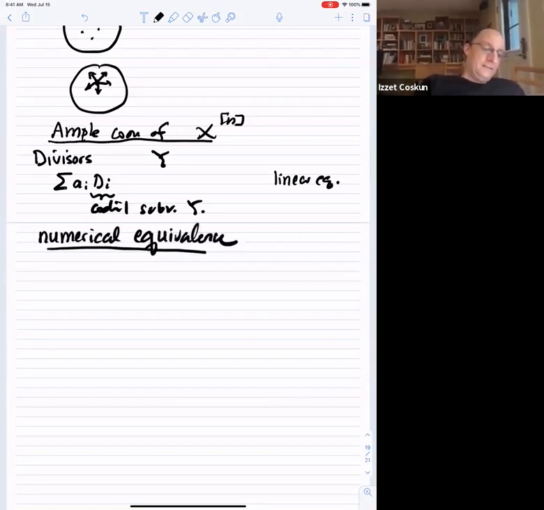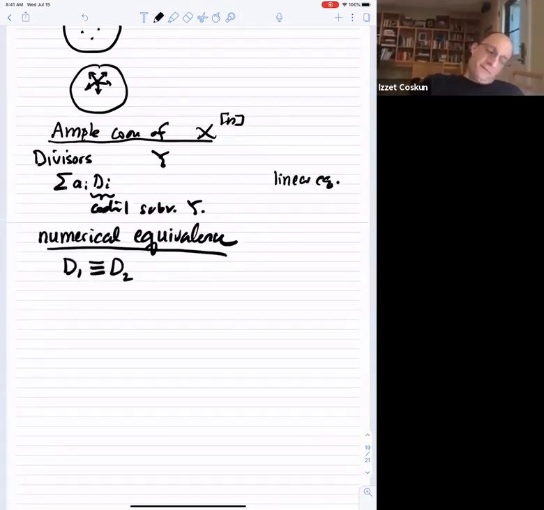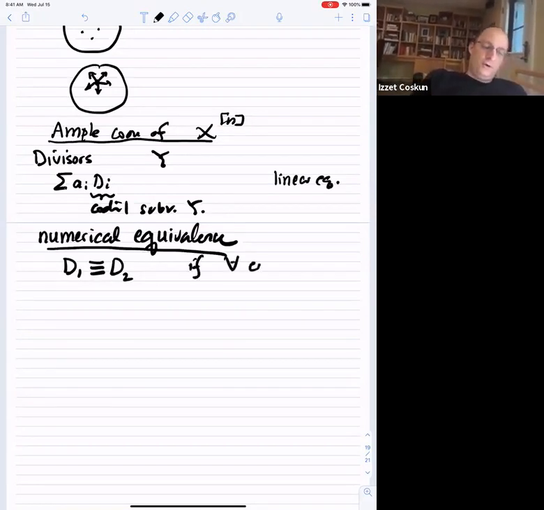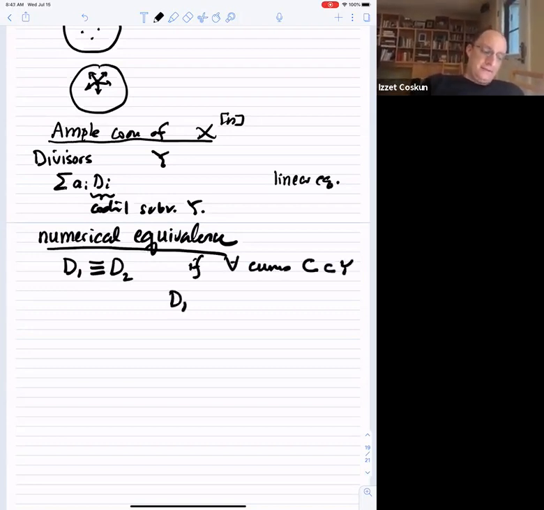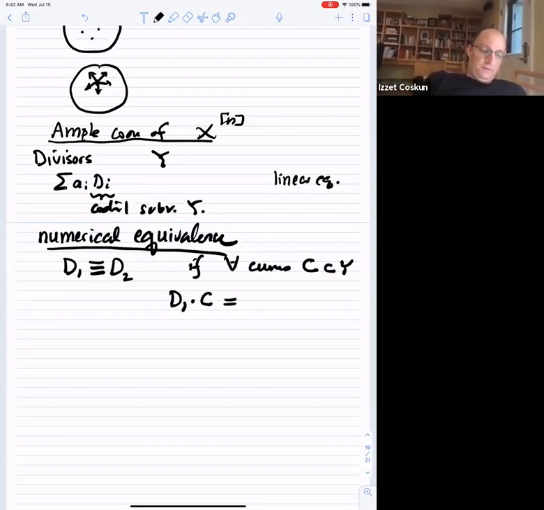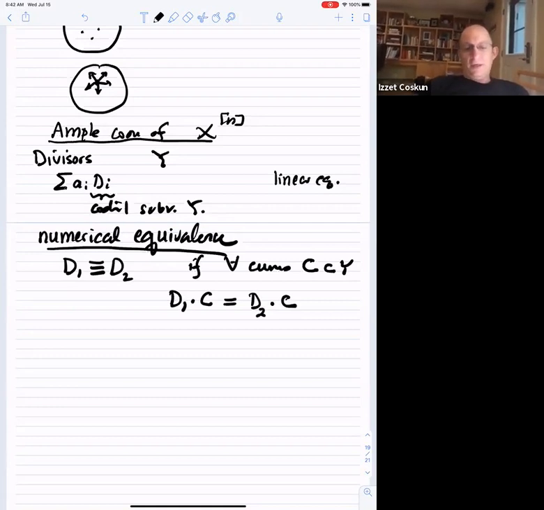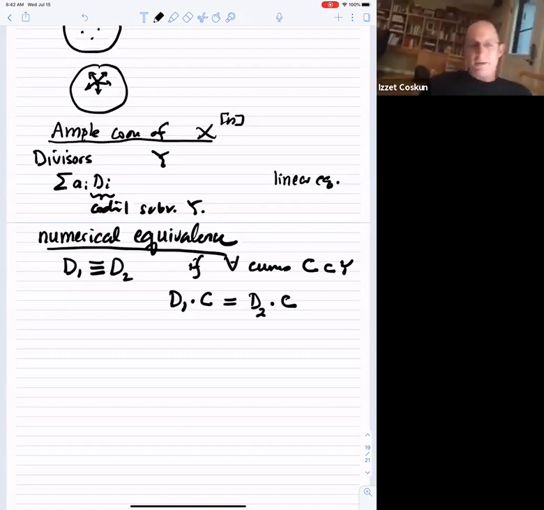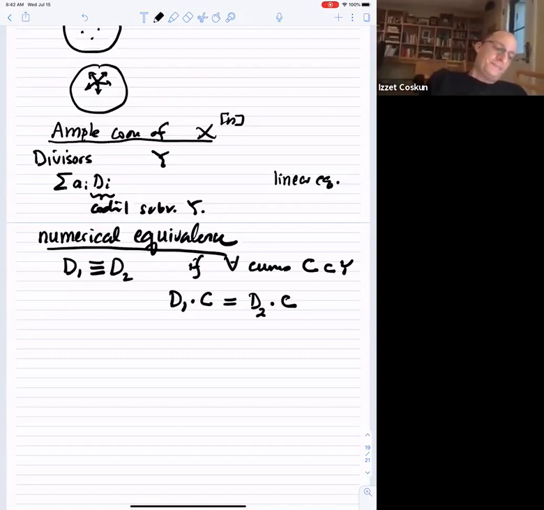And what that means is that two divisors D1 and D2 are numerically equivalent. It's denoted like this. If the following thing happens, if for all curves C in Y, the degree of D1, so D1 dot C, is equal to D2 dot C. So that their intersection number with respect to every curve are equal. In that case, you call D1 and D2 numerically equivalent.